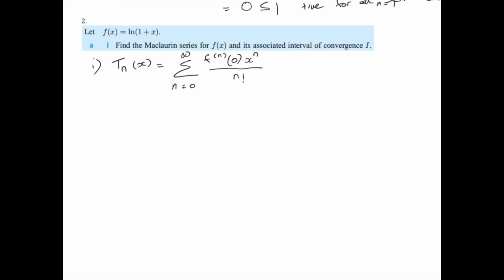Now, this is my advice. Before we get into it, let's actually find some derivatives. Do I need to wait? Well, these are not going to be fun.